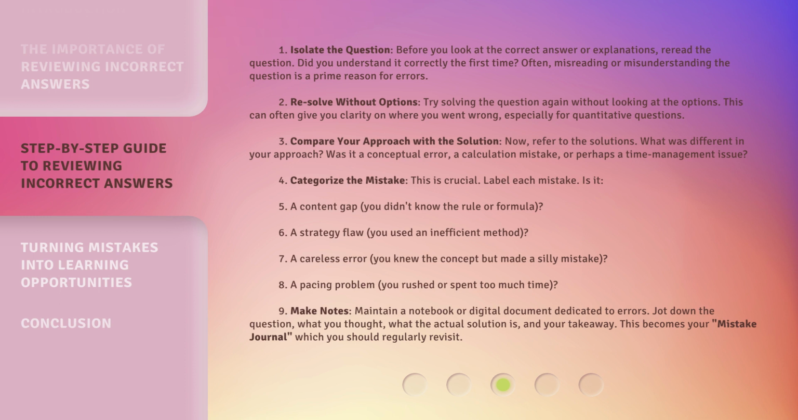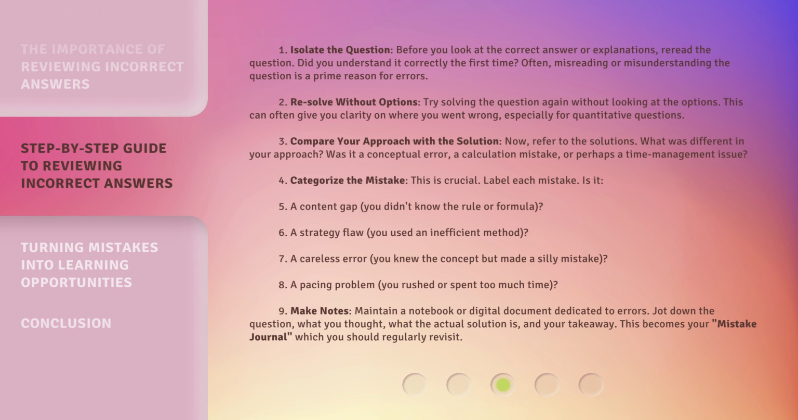3. Compare your approach with the solution. Now, refer to the solutions. What was different in your approach? Was it a conceptual error, a calculation mistake, or perhaps a time management issue?